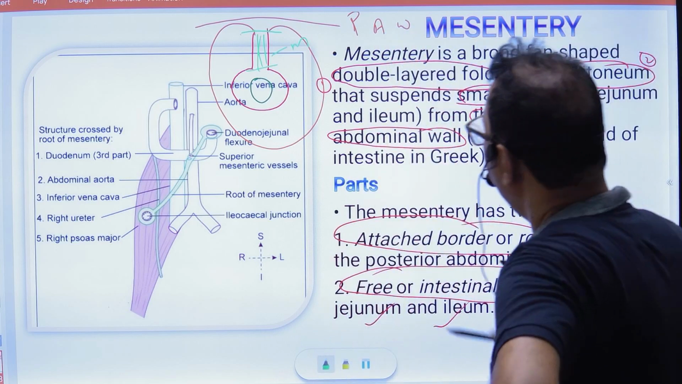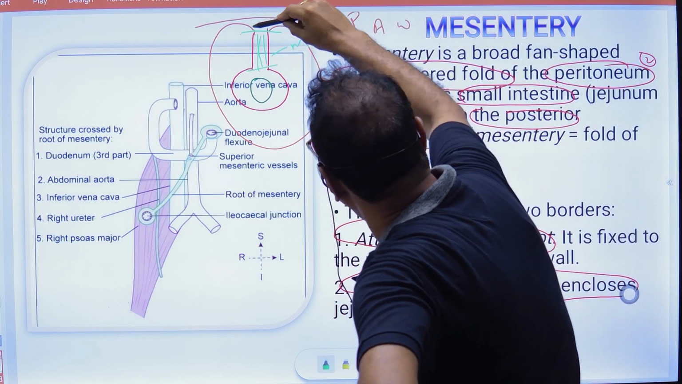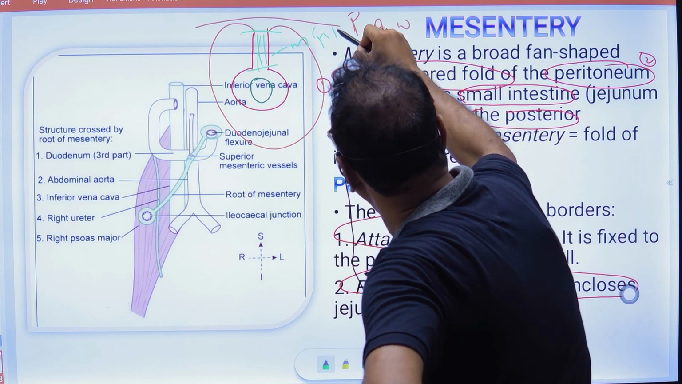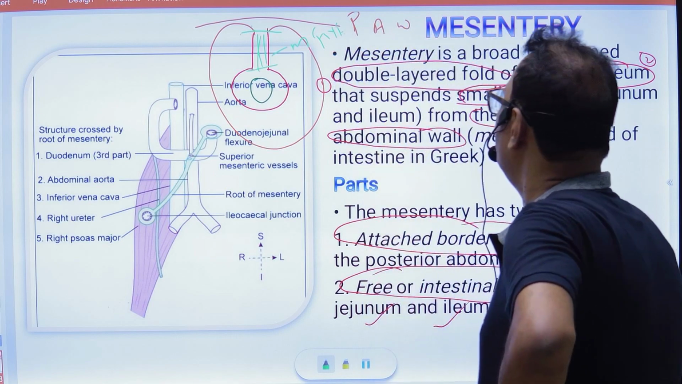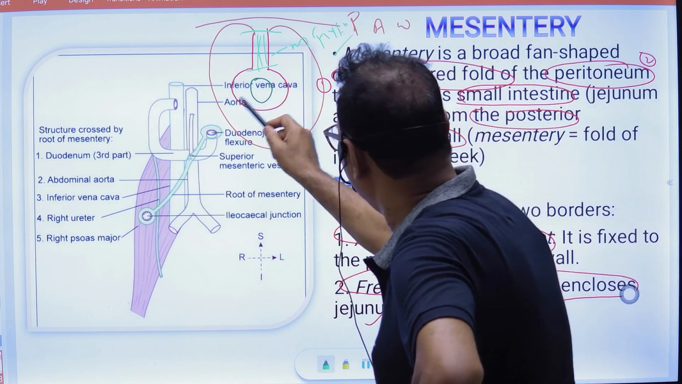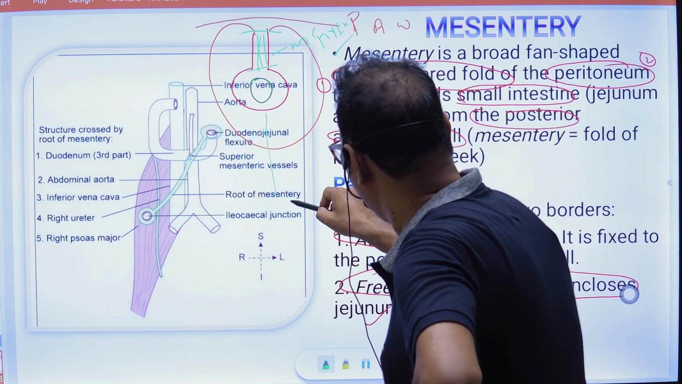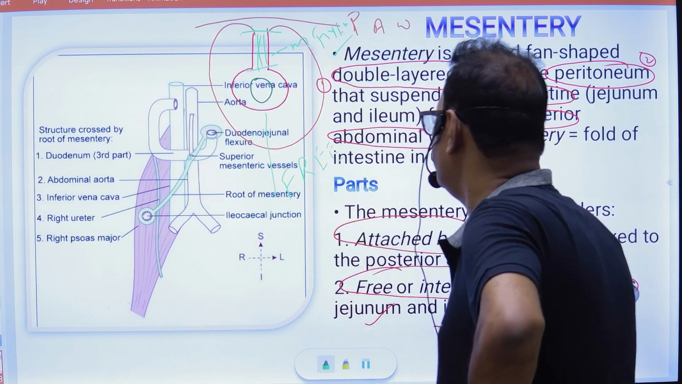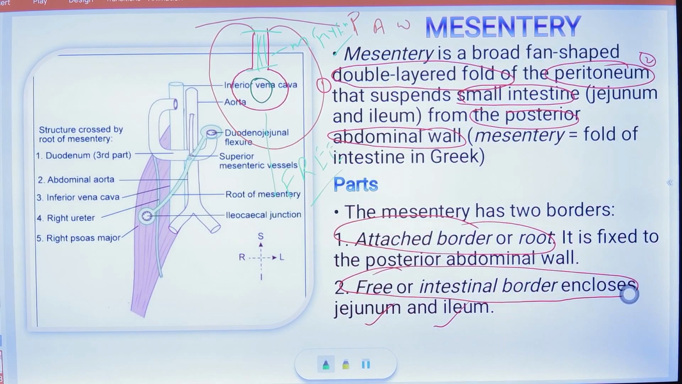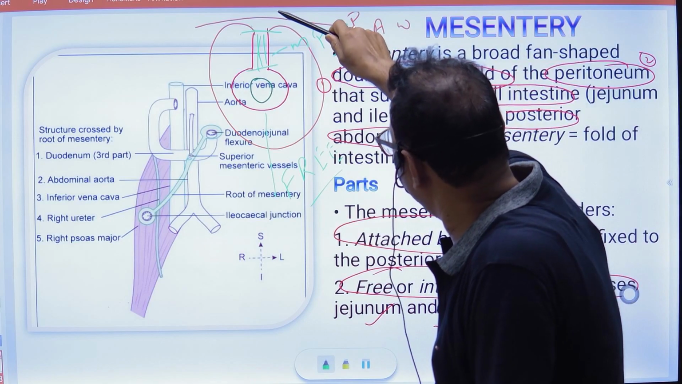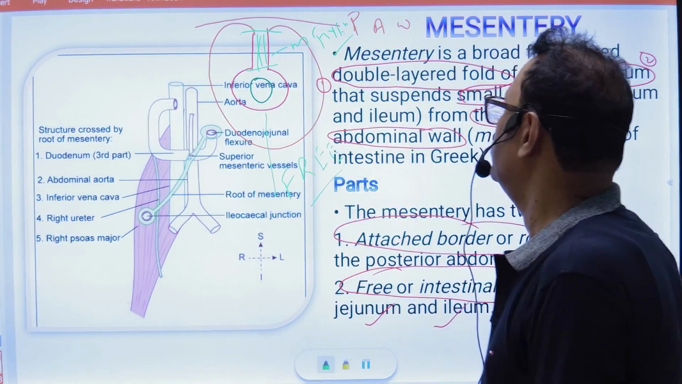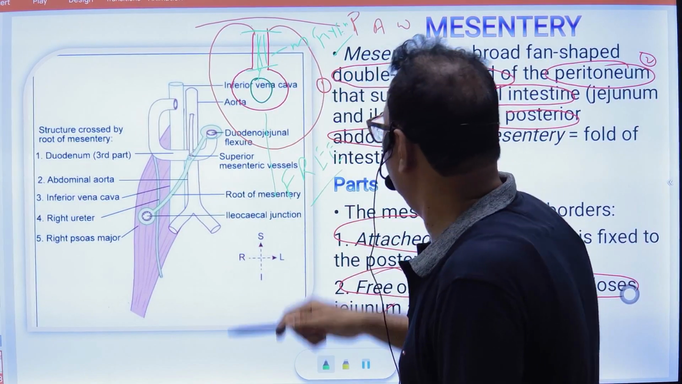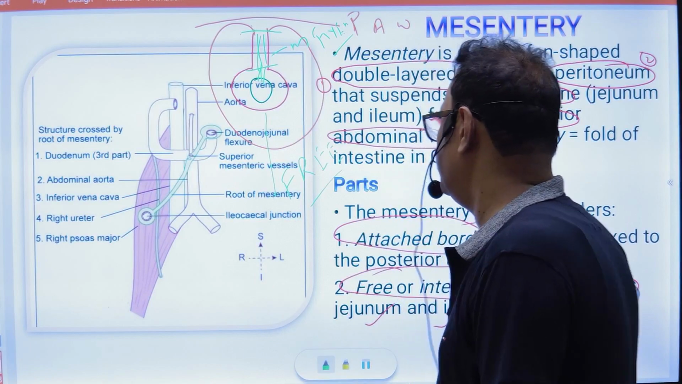Number 1. Second, posteriorly we have this posterior root. This is the fixed one. Posteriorly we have the fixed portion, and this one is the free portion. This will be considered as the free one, and this one with the posterior is fixed. Here we have the blood vessels which reach up to the organ, and this portion is known as the mesentery.